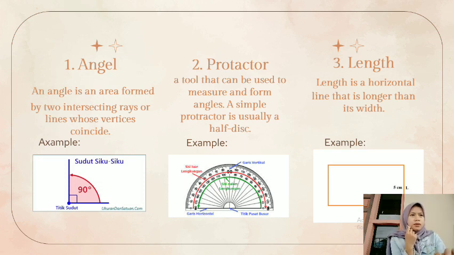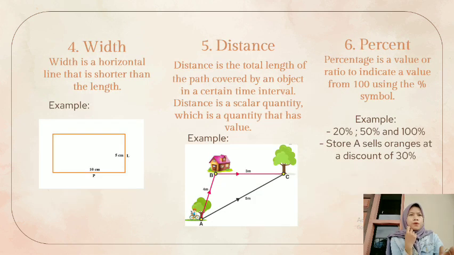And third, length. Length is a horizontal line that is longer than its width. Example, a rectangle has a length of 5 centimeters. And fourth, width. Width is a horizontal line that is shorter than the length. Example, a rectangle has a width of 10 centimeters.